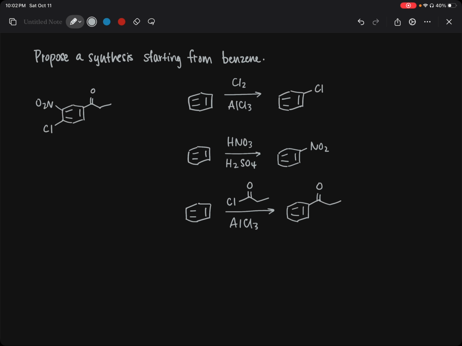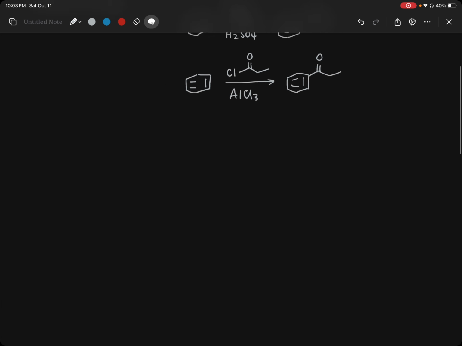So what should we do? Well, we said at the beginning that the chloride is an ortho-para director, and it's got a group that's ortho to it and a group that's para to it. So I think that seems like a fairly good candidate for what we should install first. Okay, so I'm going to make a copy of this, put it down here.